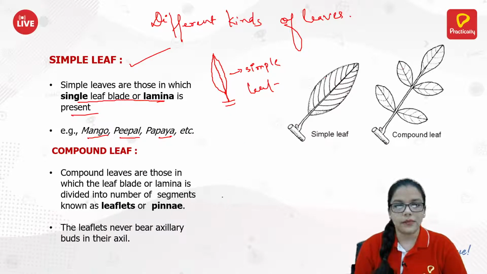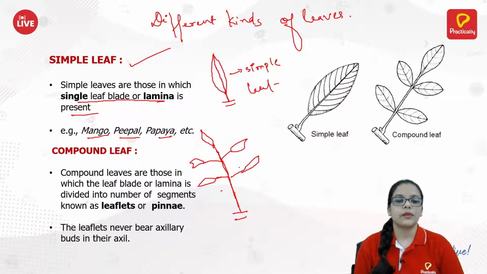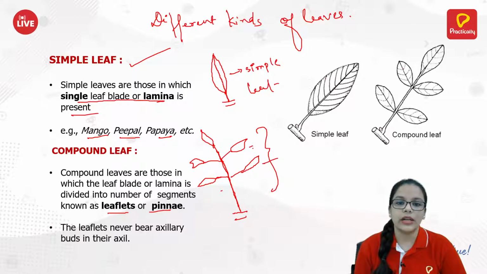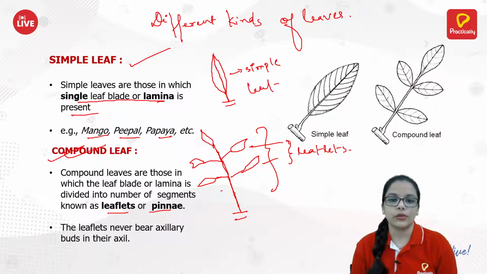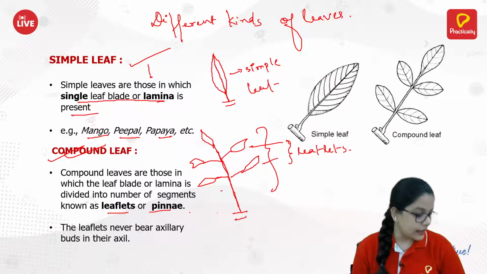Now there are some plants in which there is a base, the petiole and the stalk and everything, but there are multiple laminas. This is known as leaflets. Each of them, this is one leaf, but these things are known as leaflets. That is known as a compound leaf, and they never have axillary buds. They can never give birth to another plant. Compound leaves will never have an axillary bud.